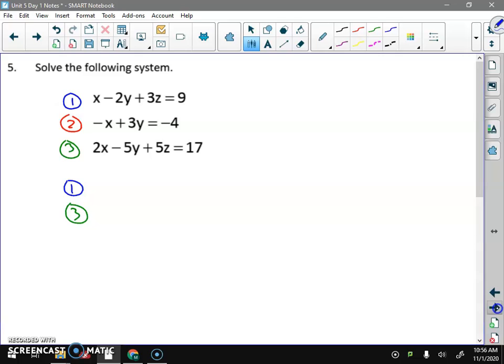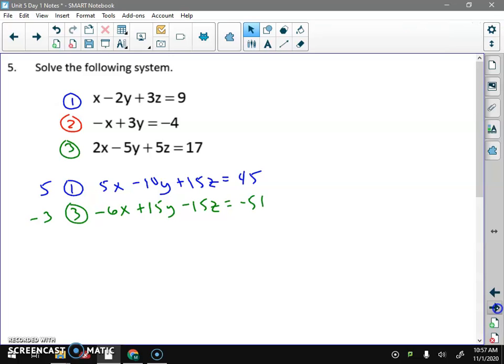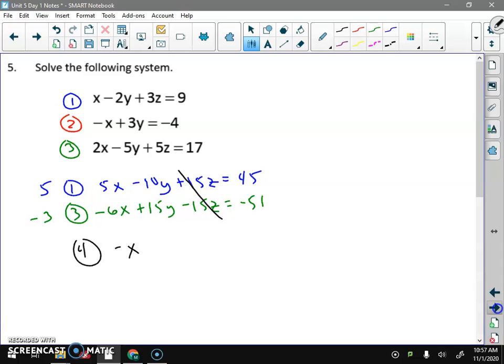Well, let's take equation 1 and multiply it by 5: 5x minus 10y plus 15z equals 45. Let's take equation 3 and multiply it by negative 3: negative 6x plus 15y minus 15z equals negative 51. Just what we wanted. Equation 4: 5x minus 6x is negative x. Negative 10y plus 15y is 5y. 45 minus 51 is negative 6.